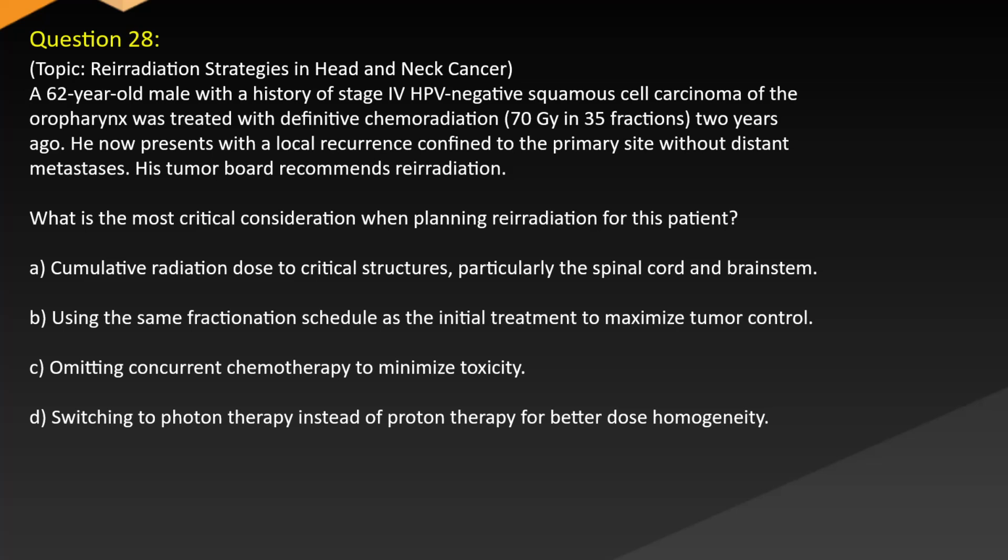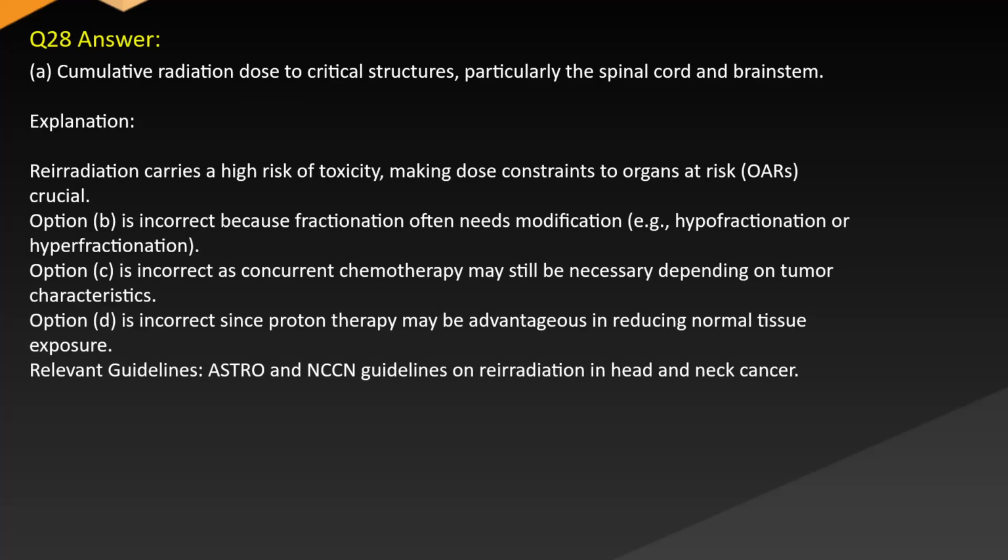What is the critical consideration when planning reirradiation for this patient? A. Cumulative radiation dose to critical structures, particularly the spinal cord and brainstem. B. Using the same fractionation schedule as the initial treatment to maximize tumor control. C. Omitting concurrent chemotherapy to minimize toxicity. D. Switching to photon therapy instead of proton therapy for better dose homogeneity. Answer: A. Cumulative radiation dose to critical structures, particularly the spinal cord and brainstem.